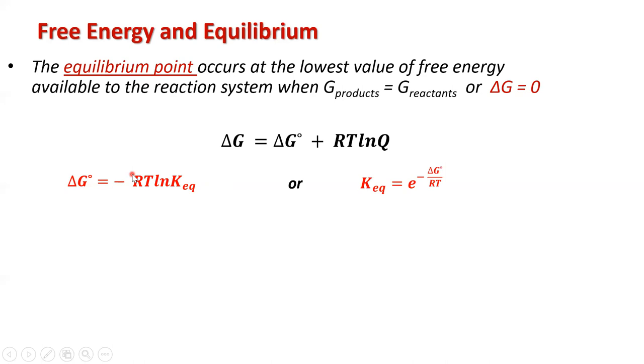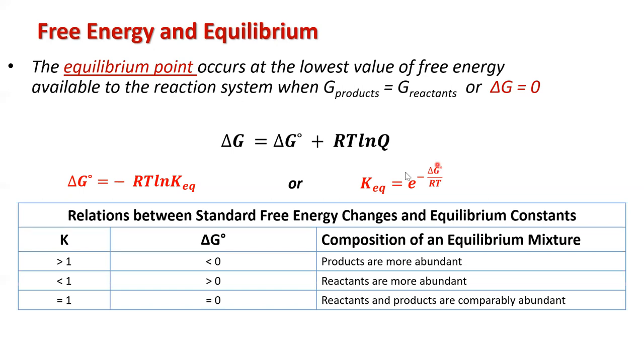And we could manipulate that equation if we wanted to calculate the equilibrium constant instead of the free energy change. We would just take e to the negative delta G over RT. So in other words, we divide by negative RT on both sides. That would give us the natural log of K. And then we take e to the negative on both sides of the equation, and that gives us this equation here. So if we want to calculate delta G, free energy from K, we would use this equation. If we wanted to calculate K from our free energy, we would use this equation.